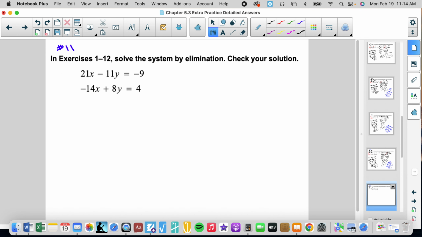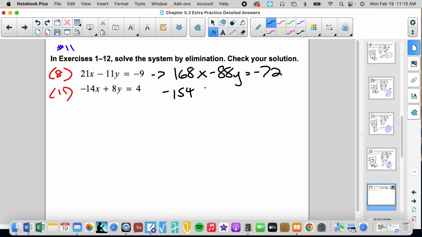Yeah, this one's just going to be not fun. I'm going to multiply this by 8, this by 11. These are big numbers. 168x minus 88y equals negative 72. That is going to be negative 154x plus 88y equals 44. That wasn't too bad. No calculators.